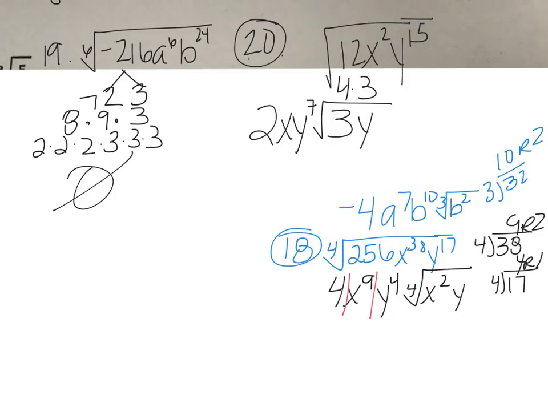Now, is this an even radical? It's an even index. Remember that if it's not written, it's a 2 right here. So do I need an absolute value? And where do I need it? I need it around both the x and the y because they both have odd exponents. All right, guys, that's as much as I have time for right now. I hope that this first 20 problems helps you on the test tomorrow.